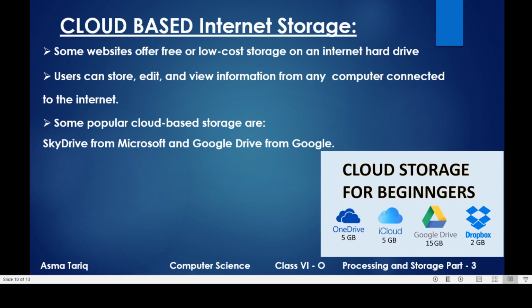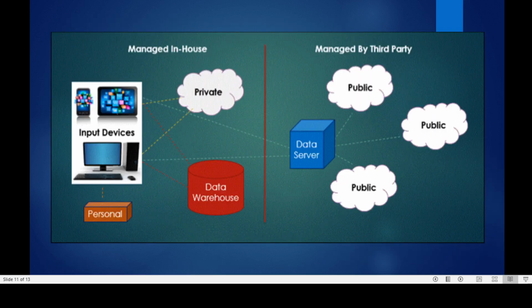Some popular cloud-based storage services are SkyDrive from Microsoft and Google Drive from Google. OneDrive, iCloud, and Dropbox are other examples of cloud storage where you can save your data and access it from anywhere. This is the diagram of cloud storage, input devices, data warehouses, your personal devices, and you can access the public data through the data servers.